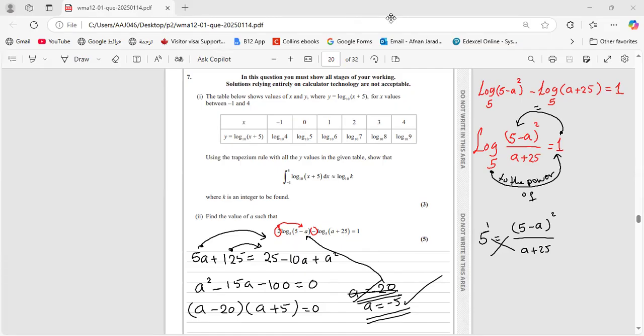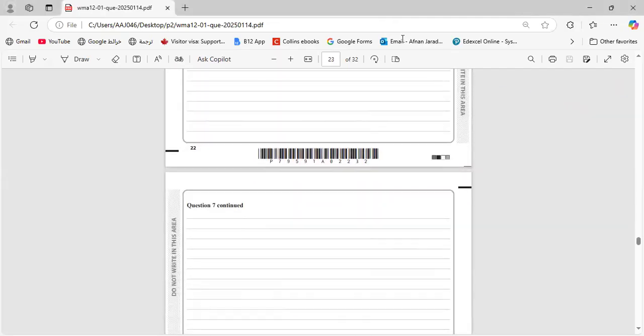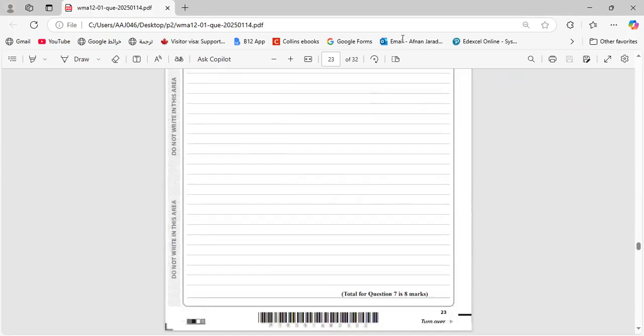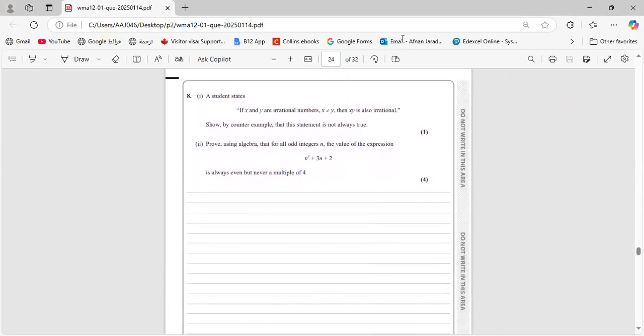From question number 7 to question number 8, which is about what? Question number 8, which is about counter example, okay, and to prove that. So chapter number 1 also. A student states if x and y are irrational numbers, x not equal to y, then xy is also irrational. You show by counter example that this statement is not always true. Okay. By taking a counter example, you just need to give an example using numbers.